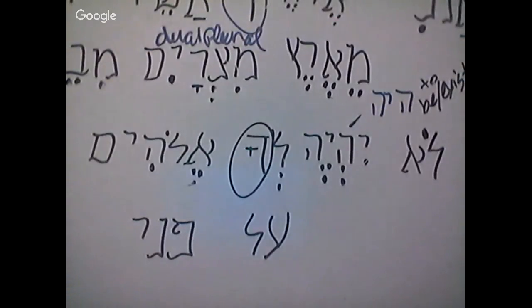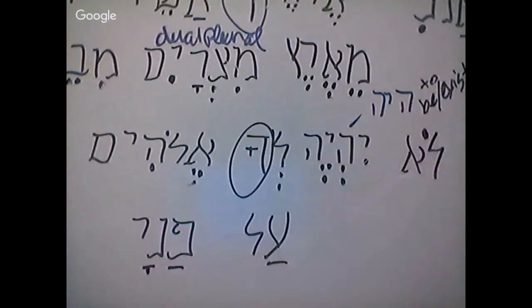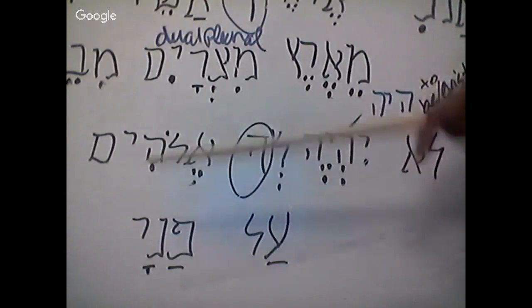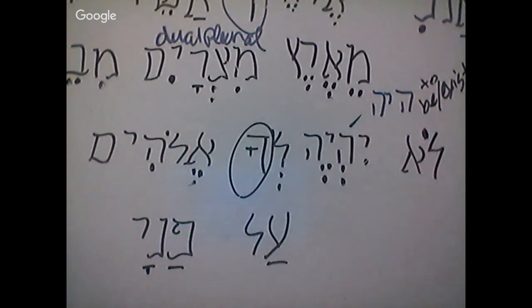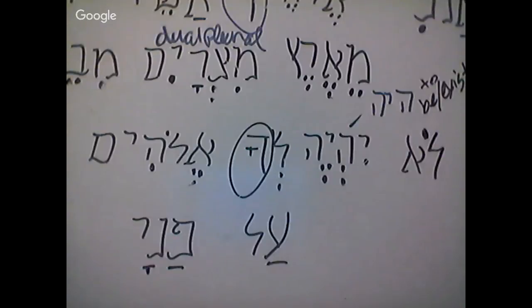And the last part here says al panai, which means what? Concerning or about my presence. Meaning about my presence, concerning my presence, you're not supposed to have any other deities. You're not supposed to have any other gods. The only Elohim that belongs to the house of Yisrael is the Most High. And the Most High fills heaven and earth. So this is something we want to go over for edification purposes.